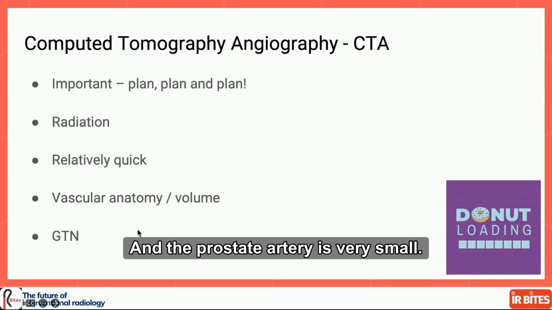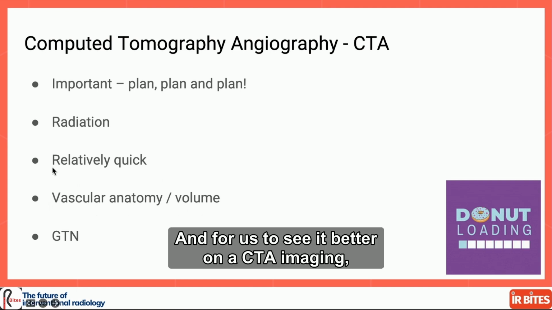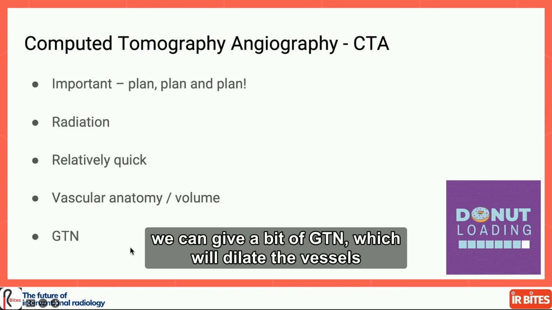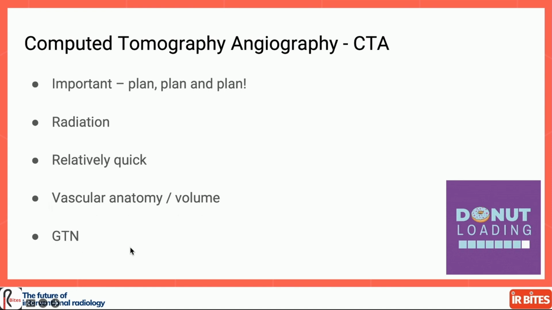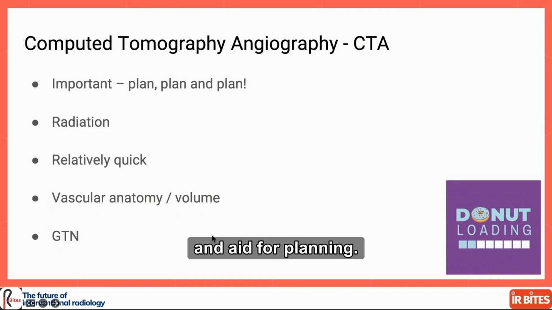And the prostate artery is very small. You're talking literally 1 millimeter, 2 millimeters. For us to see it better on CTA imaging, we can give a bit of GTN, which will dilate the vessels and allow them to manifest better on a CT scan, and aid planning.